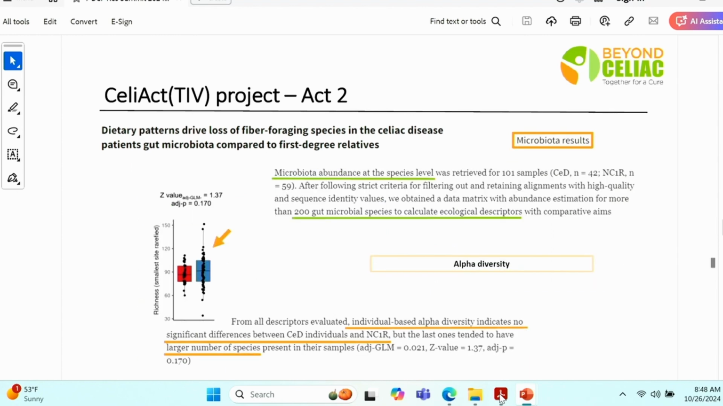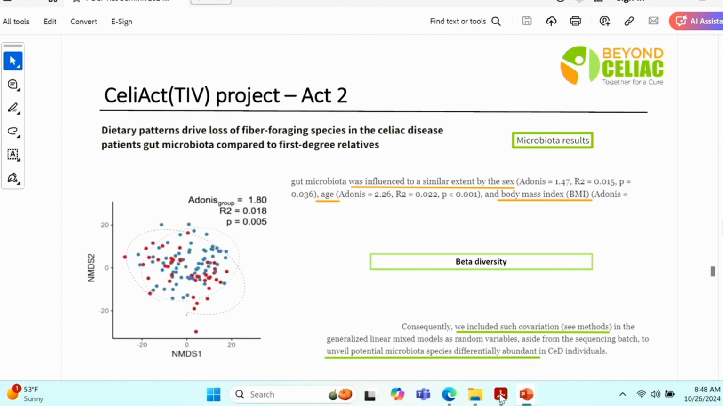In terms of microbiota results, alpha diversity regards the diversity, the composition of each microbiome sample, or the abundance of different species or whatever phylogenetic level we are looking at. There was no big difference between the celiac patients and the relatives, but the relatives had, not with statistical evidence, a higher diversity. That's what you see in the graph with the arrow. So a larger number of species in the first-degree relatives.